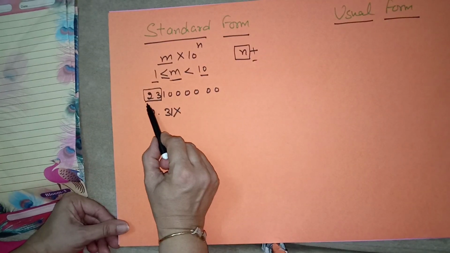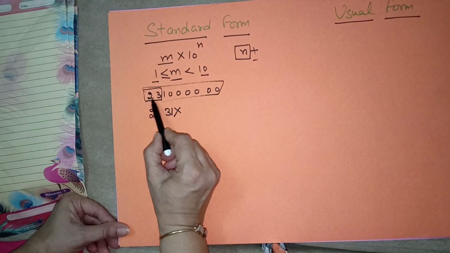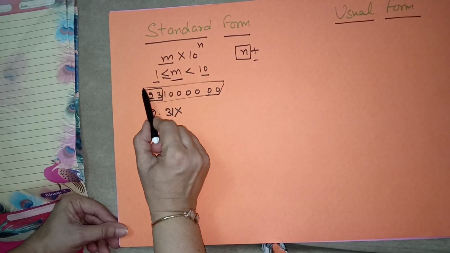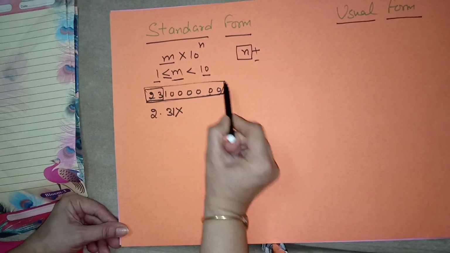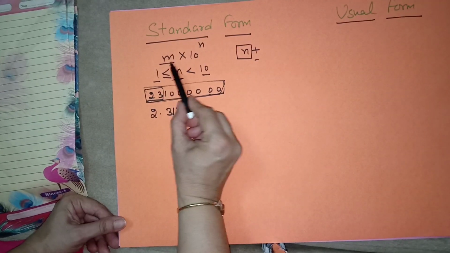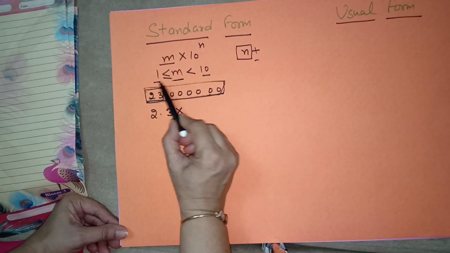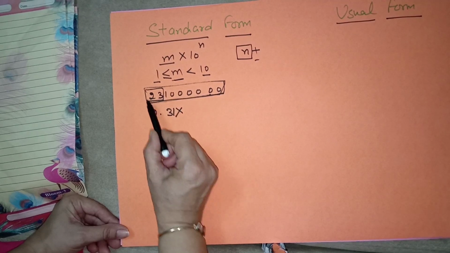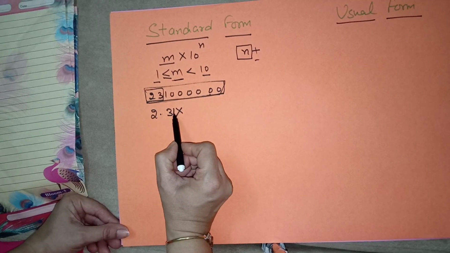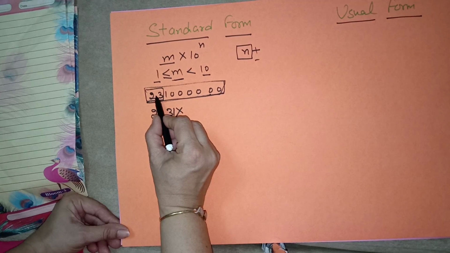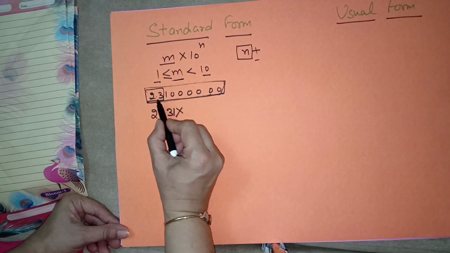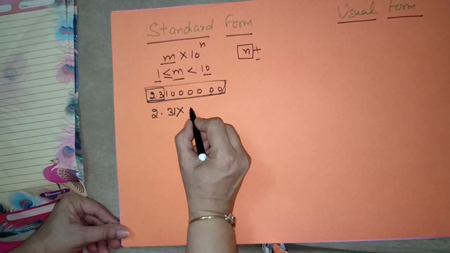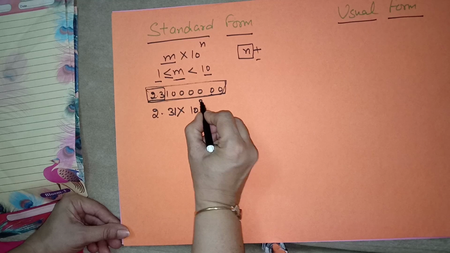For example, we have this number 2 3 1 1 2 3 4 5 6, with zeros after it. If we have this large number, how do we write it in standard form? I write m multiplied by 10 raised to power n, where m lies between 1 and 10. So I will put the decimal after one digit, 2.31. Now count the digits: 1 2 3 4 5 6 7 8. 8 digits are there, so I will write 10 raised to power 8.